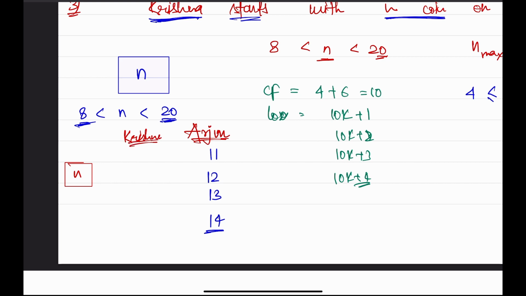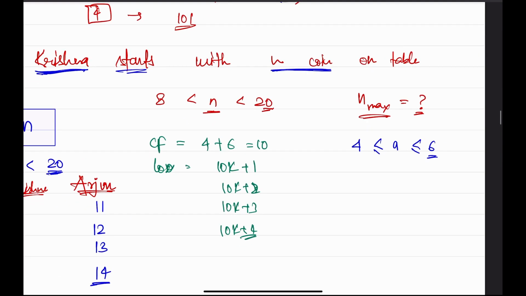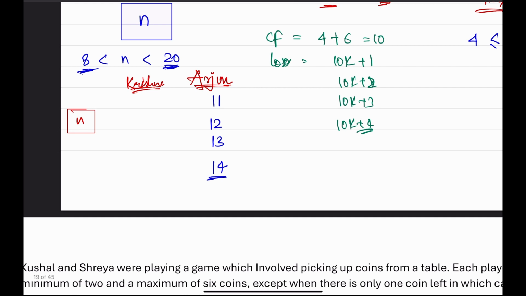So tell me, the question is asking what is the maximum value of n. So what is the maximum value? What could be the max? What should he pick? He can pick between 4 and 6.